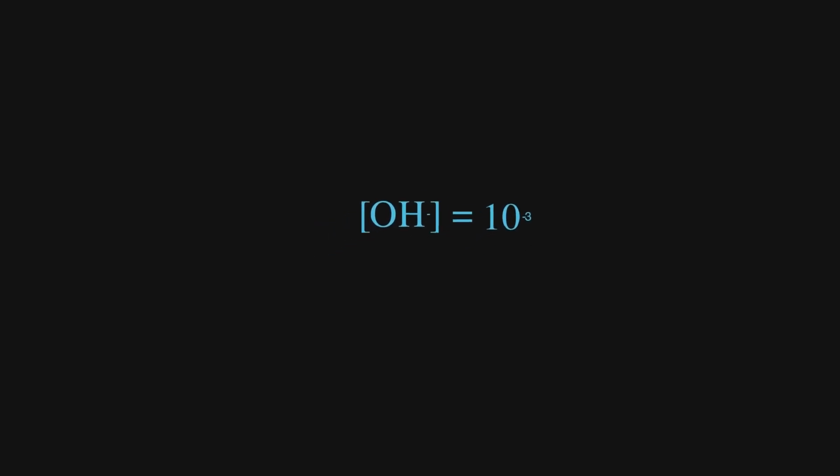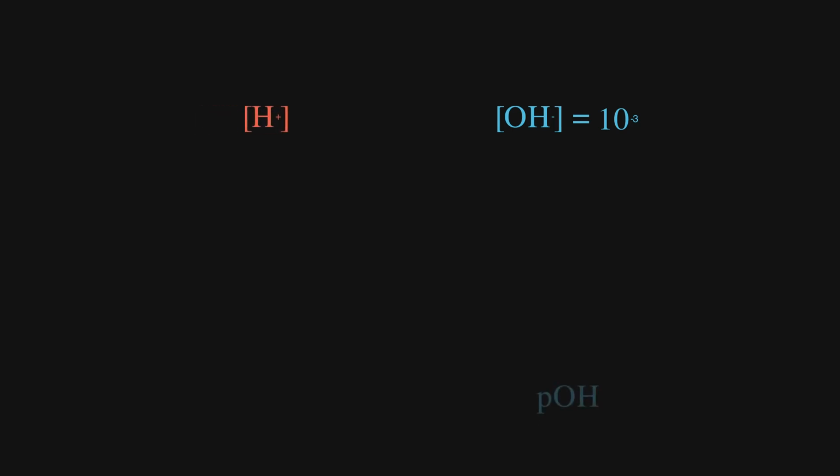Let's put this mathematical seesaw to work with a concrete example. Suppose you have a 0.001 molar solution of sodium hydroxide, a strong base. Because it's a strong base, it dissociates completely, meaning our concentration of hydroxide ions, OH-, is 0.001, or 10 to the negative 3. Now, if someone asks you for the pH of this solution, you might feel a little stuck. We know the hydroxide concentration, but pH is a measurement of hydrogen.